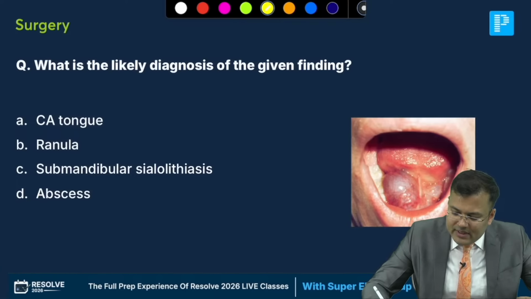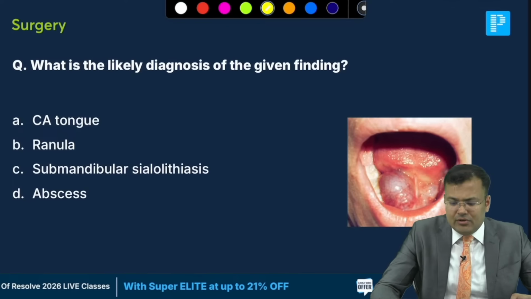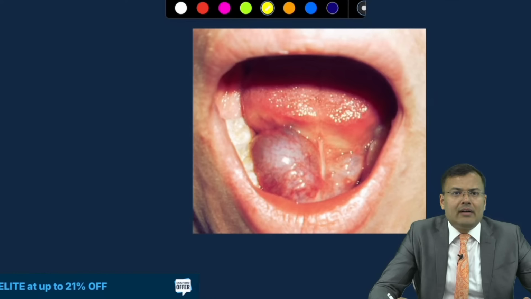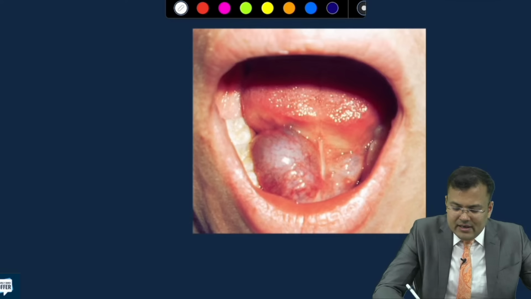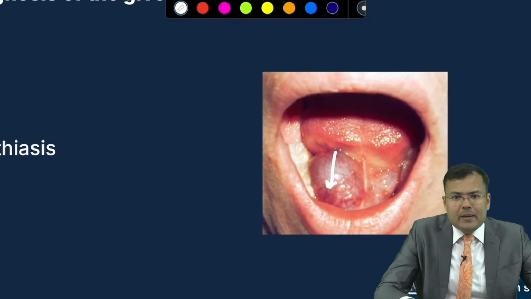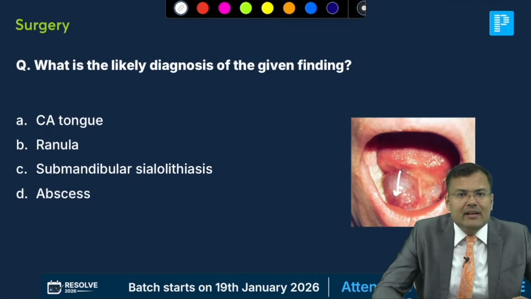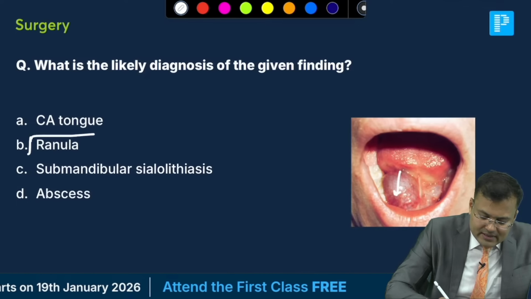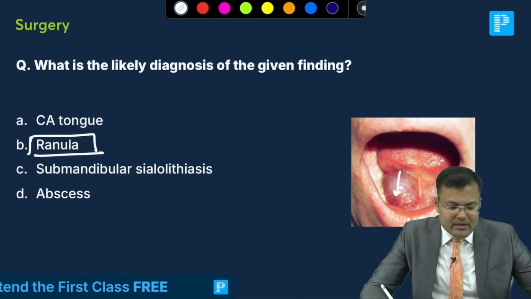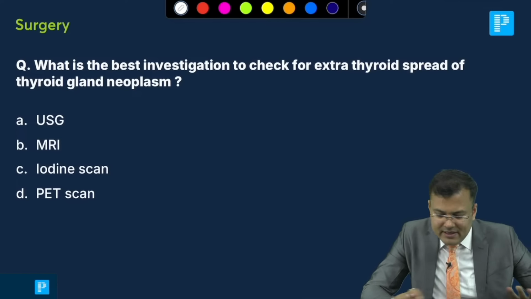Easy. Now see the next question guys, easiest question, you can see this. This is ranula. You know, it's a clinical diagnosis. The patient is having cystic swelling in the floor of mouth arising from the sublingual gland. This is ranula. So what's the correct answer? Ranula. Next question guys, very very easy.